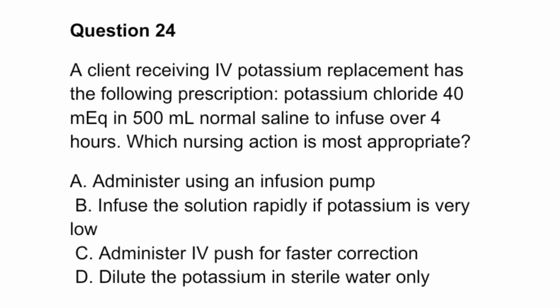Question 24. A client receiving IV potassium replacement has the following prescription: potassium chloride 40 milliequivalents in 500 milliliters normal saline to infuse over 4 hours. Which nursing action is most appropriate? A. Administer using an infusion pump. B. Infuse the solution rapidly if potassium is very low. C. Administer IV push for faster correction. D. Dilute the potassium in sterile water only.